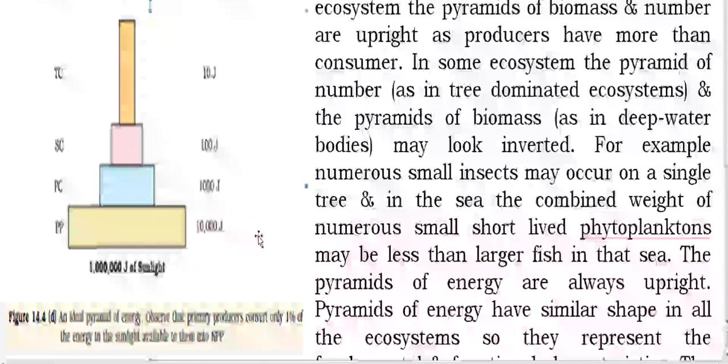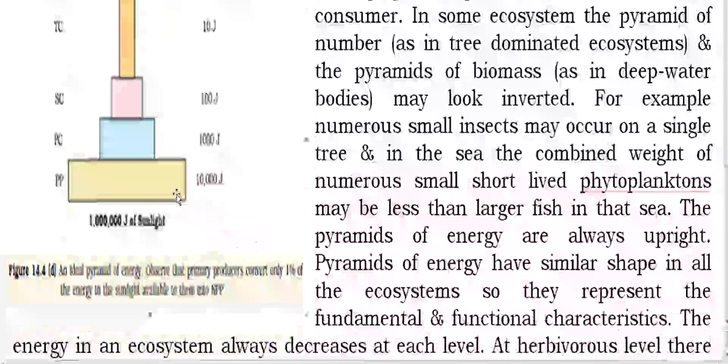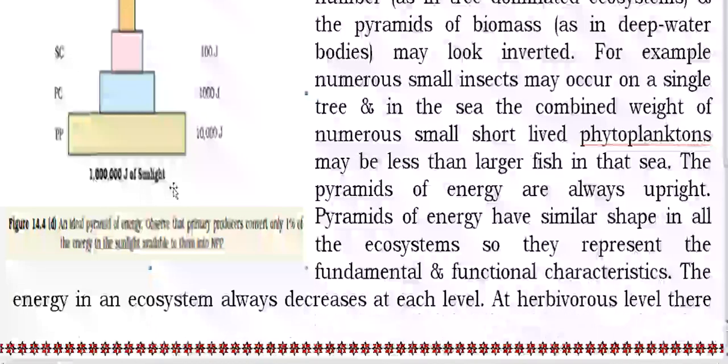If plants have got 10,000 joules, then 1,000 joules go to the primary consumer, 100 joules to the secondary consumer, and 10 joules to the tertiary consumer. Therefore, the amount of energy decreases at every level according to the 10% law. This is the pyramid of energy.